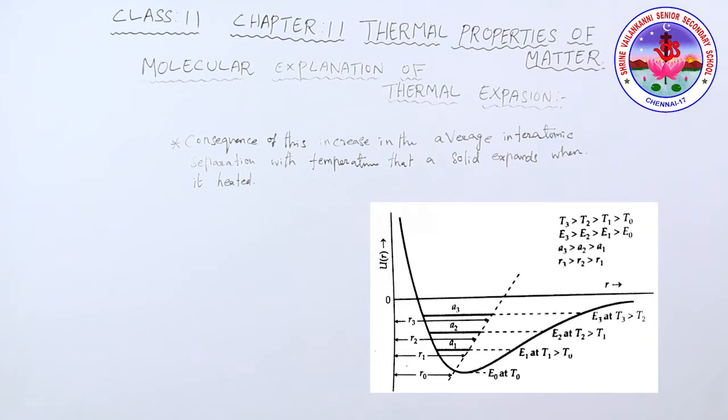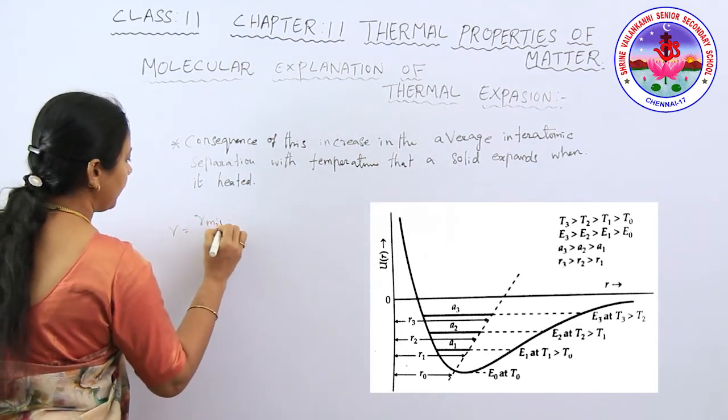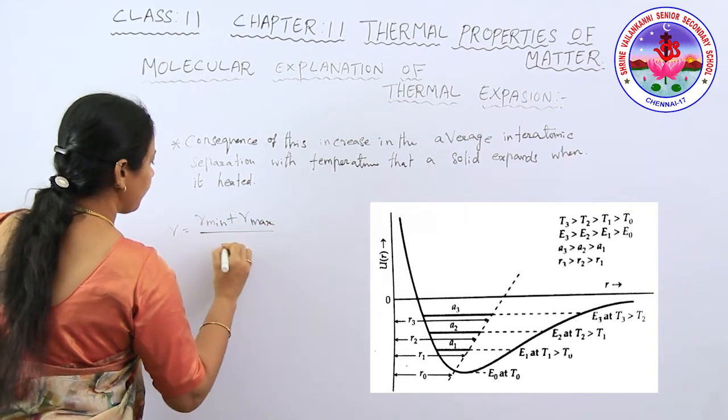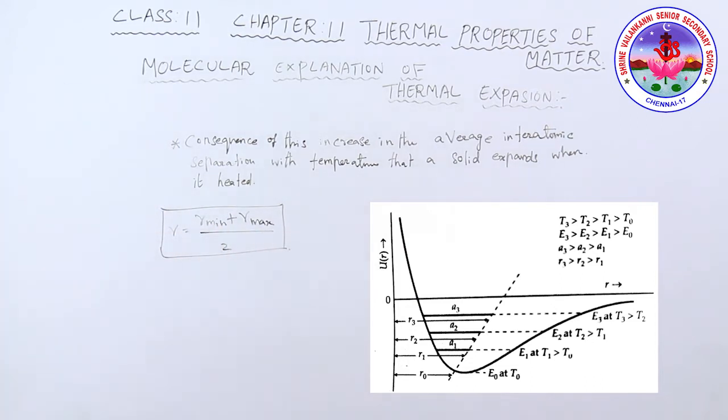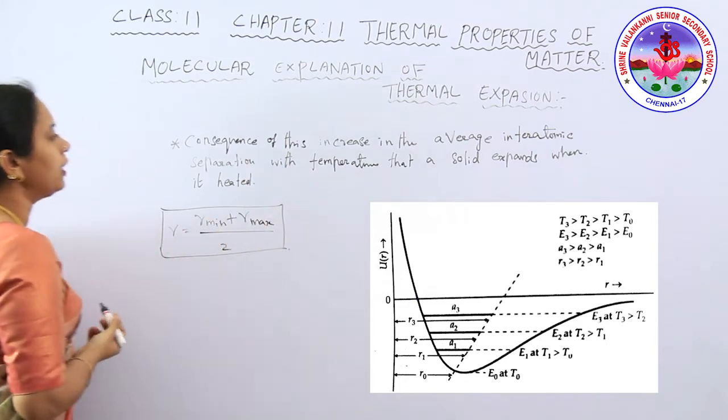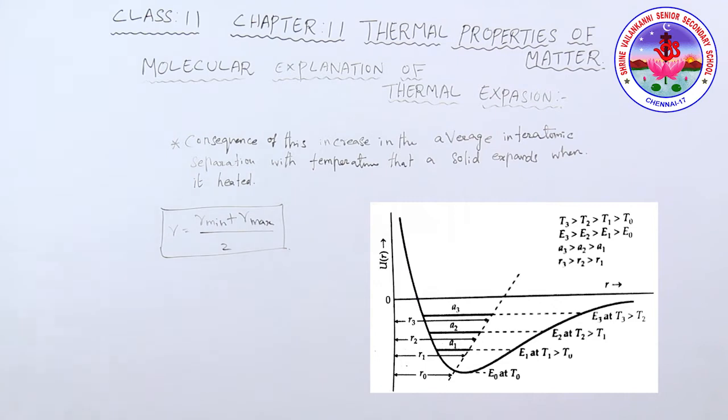So the average interatomic separation R is equal to R minimum plus R maximum by 2. That is the average interatomic separation. If the temperature increases, the amplitude of vibration of the atoms also increases, so you may see in the curve that the average interatomic separation is increasing. The consequence of this increase in the average interatomic separation with temperature is that the solid will expand when it is heated, right?